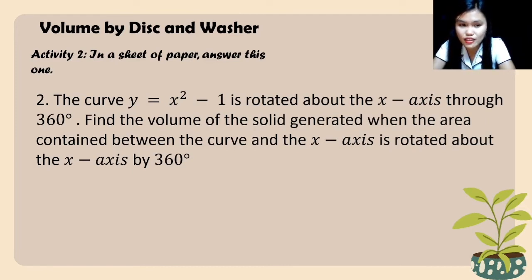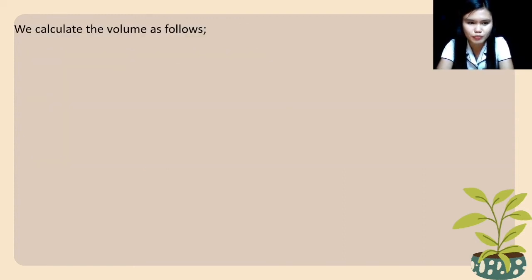So we have here the question, using the disk or washer method. For the disk, we have this question: the curve y equal to x squared minus 1 is rotated about the x-axis through 360 degrees. We will find the volume of the solid generated when the area contained between the curve and the x-axis is rotated about the x-axis by 360 degrees. Okay, so we'll find this out.